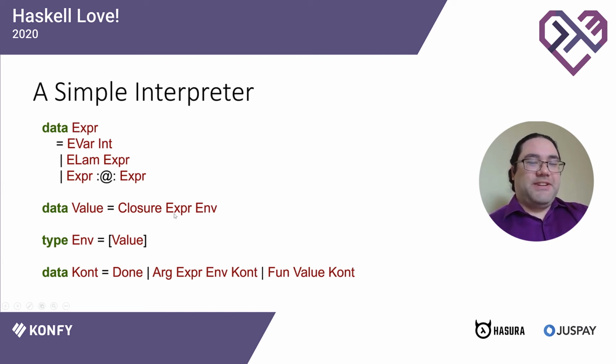Values are just closures. That's the only thing we have in this, but it would include integers and other stuff if we had that. Environments are just lists of values, and we have a continuation that will tell the interpreter what to do next. So either we're done, there's nothing left to do, or we have an argument that we were evaluating, and when that's done, we want to evaluate the function, and then once we evaluate the function and the argument, we can apply them and continue.